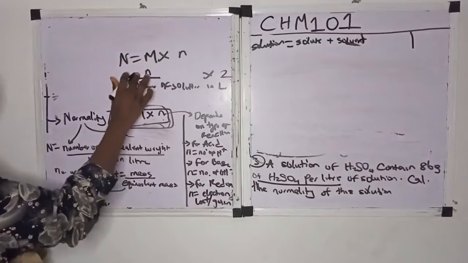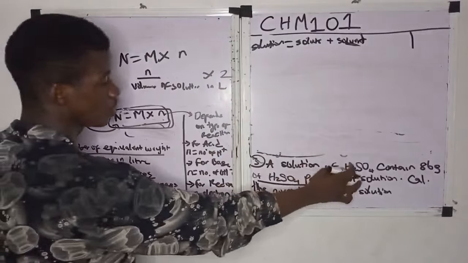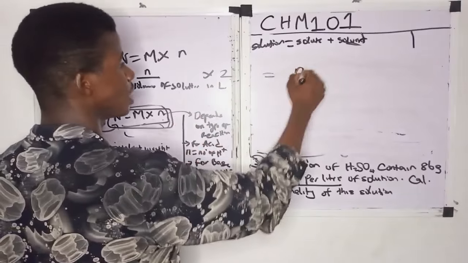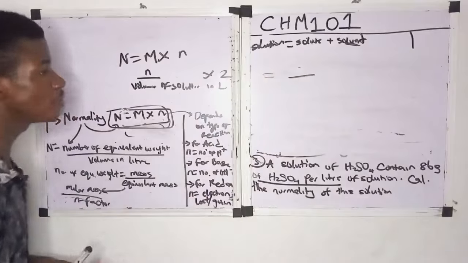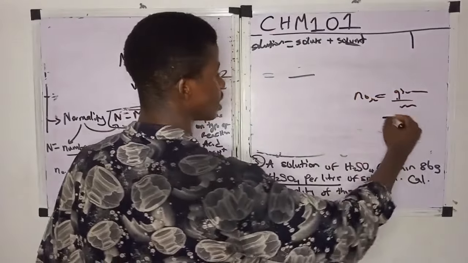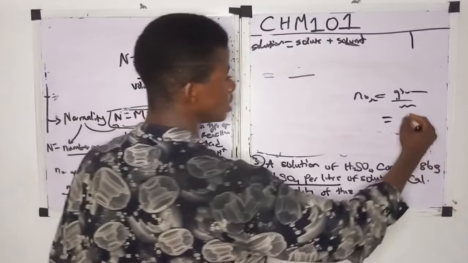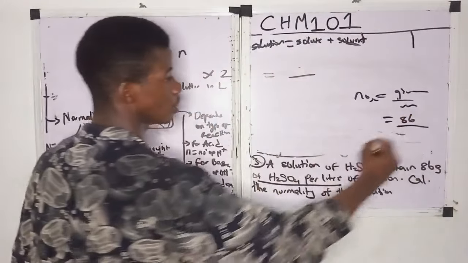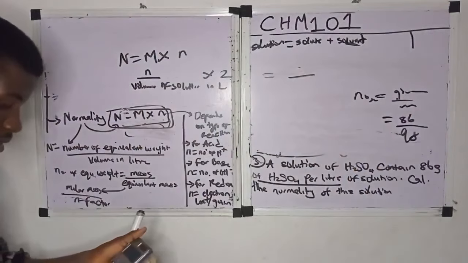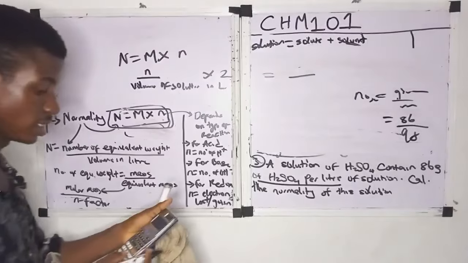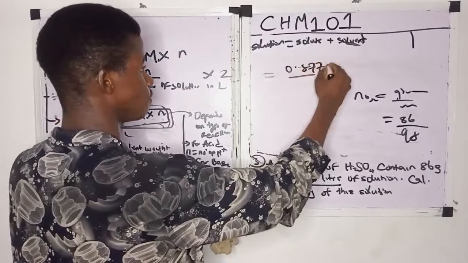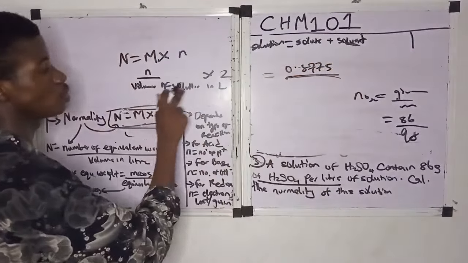Now let's look for the number of moles of H2SO4. We divide this by what? The volume of the solution in liter. Now the number of moles of H2SO4 is equal to the given mass over the molar mass. What is the given mass of H2SO4? 86. What is the molar mass of H2SO4? 98. So 86 divided by 98 will give us 0.8775.